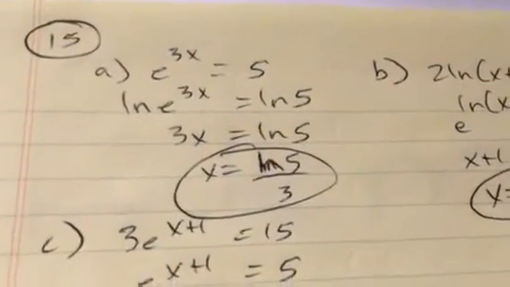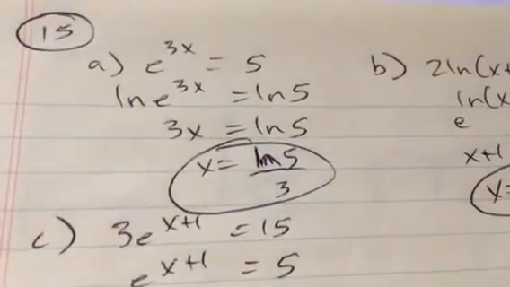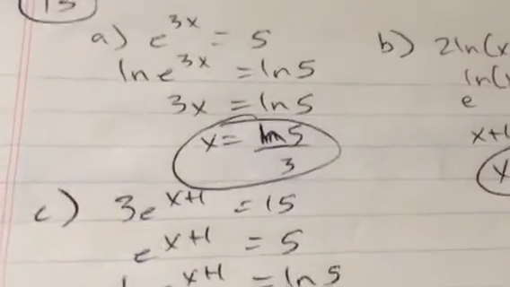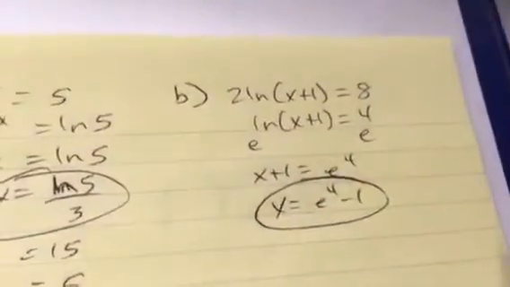All right, 15, the way to get rid of e is to attach natural log to both sides. Just give the exact answer. So 3x is natural log of 5. X is natural log of 5 over 3.